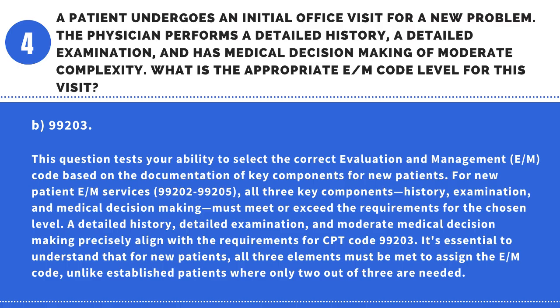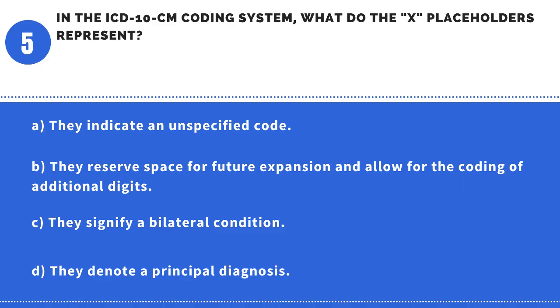It's essential to understand that for new patients, all three elements must be met to assign the E/M code, unlike established patients where only 2 out of 3 are needed. Question 5. In the ICD-10-CM coding system, what do the X placeholders represent? A. They indicate an unspecified code. B. They reserve space for future expansion and allow for the coding of additional digits. C. They signify a bilateral condition. D. They denote a principal diagnosis.